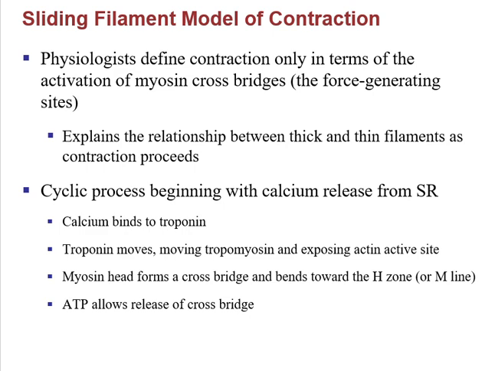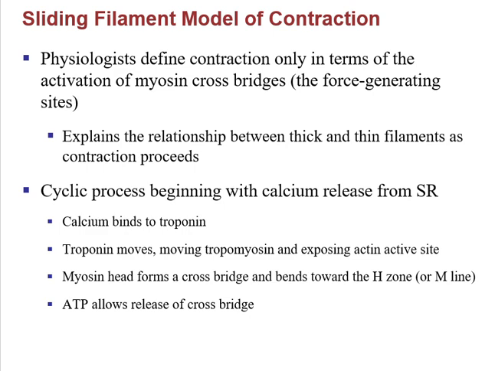So when we're looking at the sliding filament model of contraction, we get the impulse for the contraction from the action potential that comes from the motor neuron. That's going to travel along the sarcolemma of the muscle fiber into the T-tubules and communicate with the sarcoplasmic reticulum to cause the release of calcium. And that's going to initiate that last step, the sliding filament model of contraction, where we define contraction only in terms of the activation of myosin and actin cross bridges. That's the force generating sites for skeletal muscle contraction.